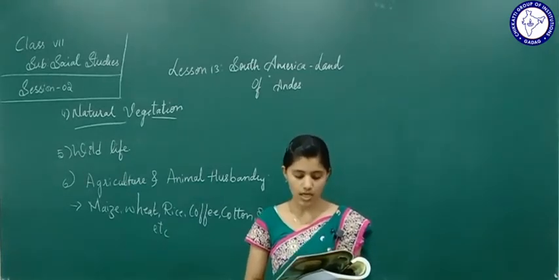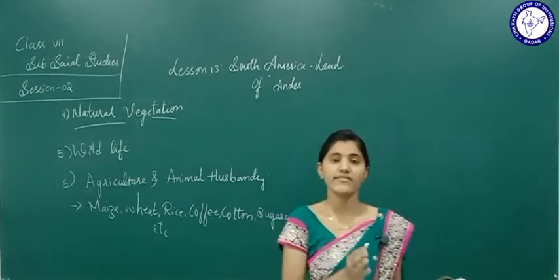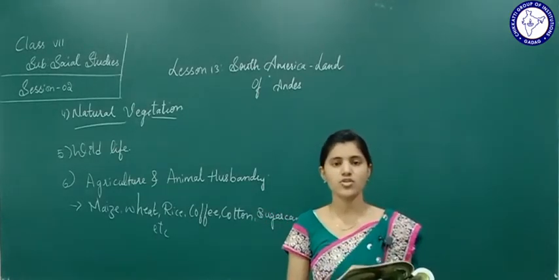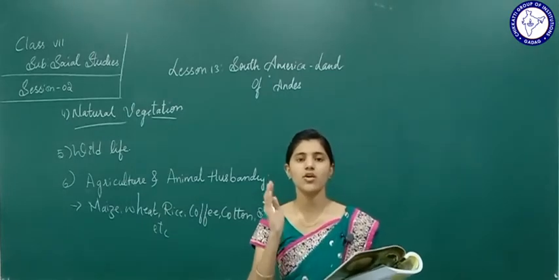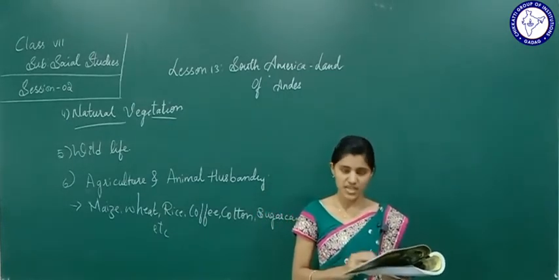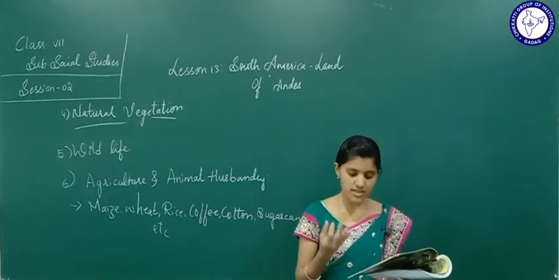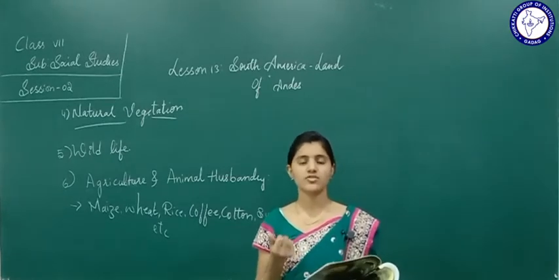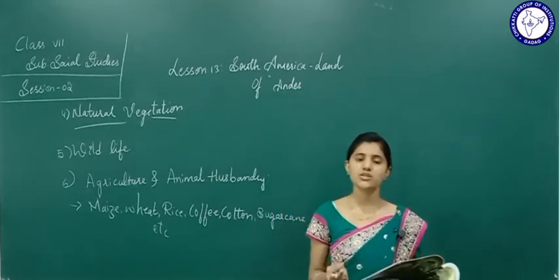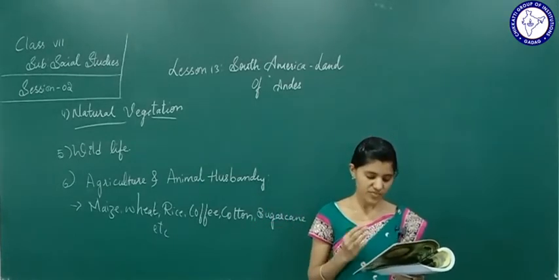Grasslands of pampas are ideal for livestock rearing. See, why are the grasslands of pampas suitable? They are suitable for rearing of animals. Livestock includes mainly horses, pigs, sheep and cows. Which animals does livestock include? They include horses, pigs, sheep and cows.